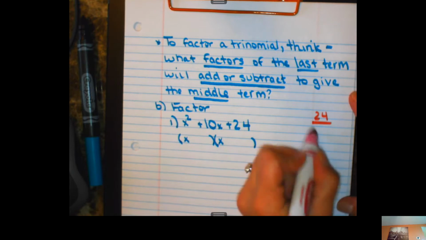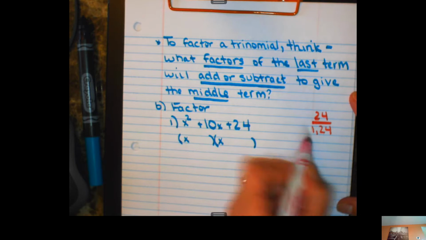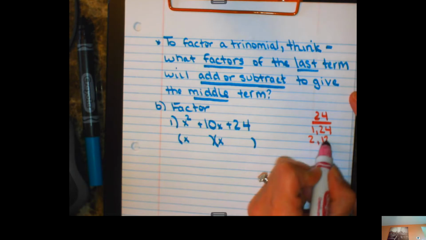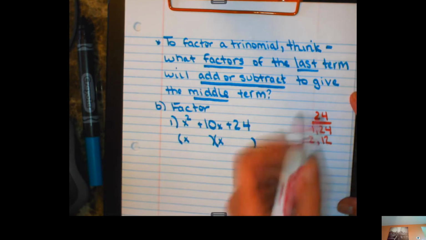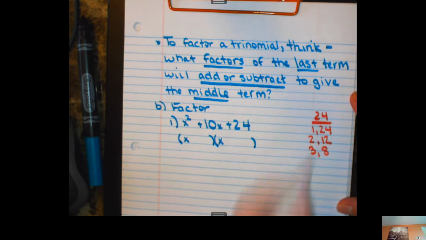So I know that 1 and 24 give me 24. I know I can divide that by 2 and get 12, so 2 and 12 works. I can divide 24 by 3 and 8, that works. I can divide 24 by 4 and 6, that works. 24 by 5, nope, doesn't work.